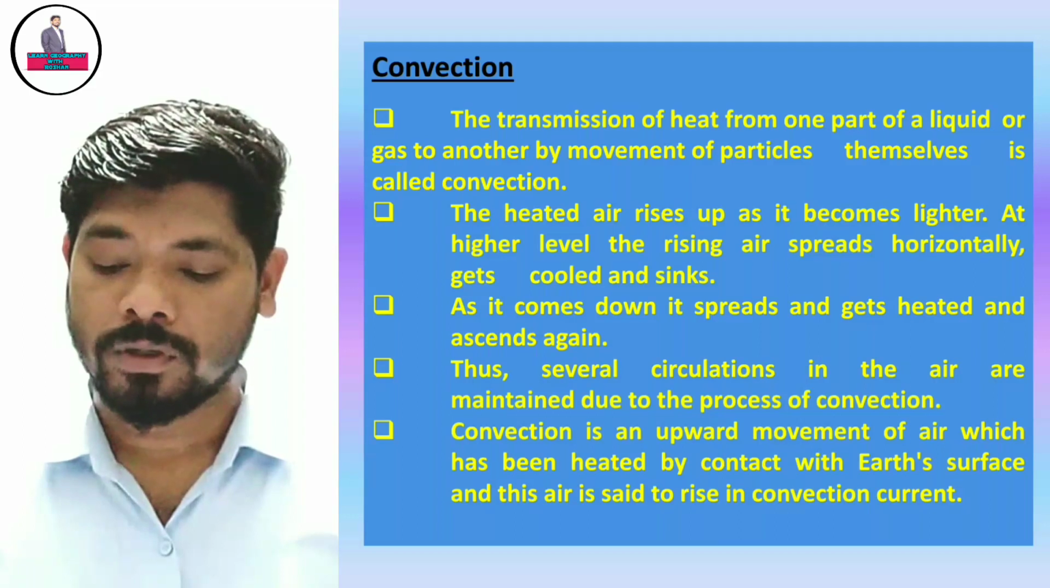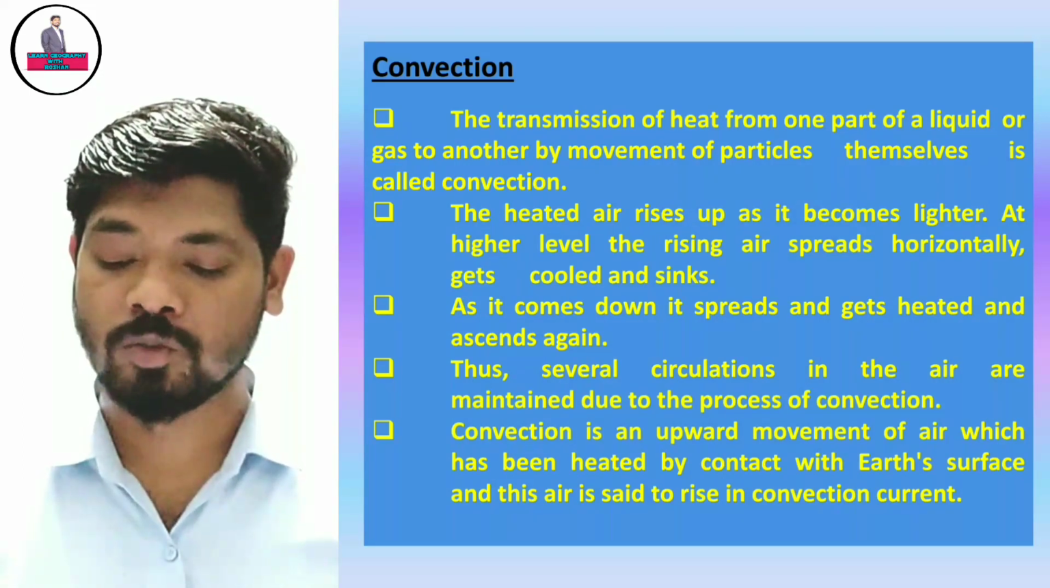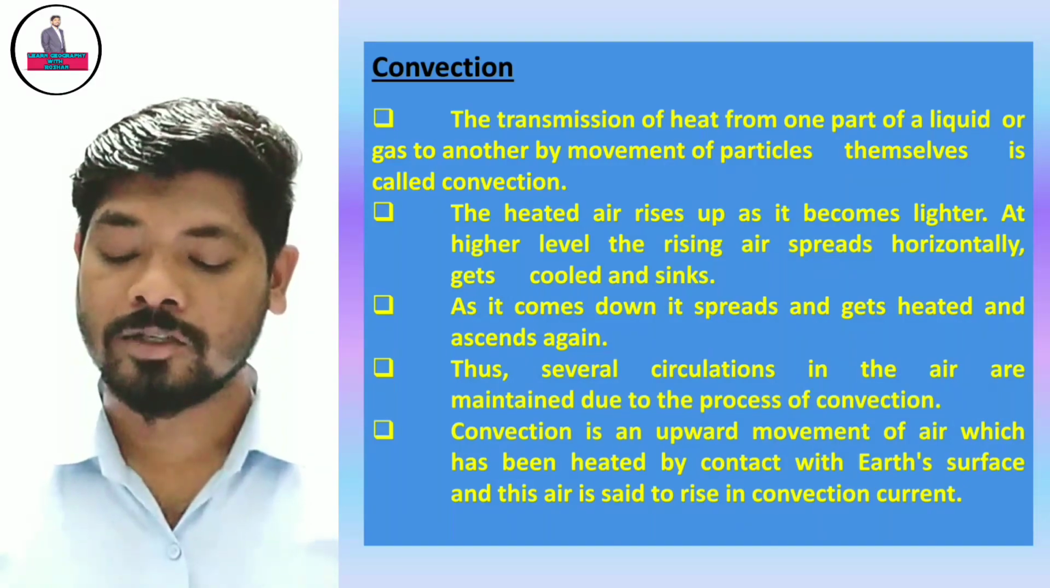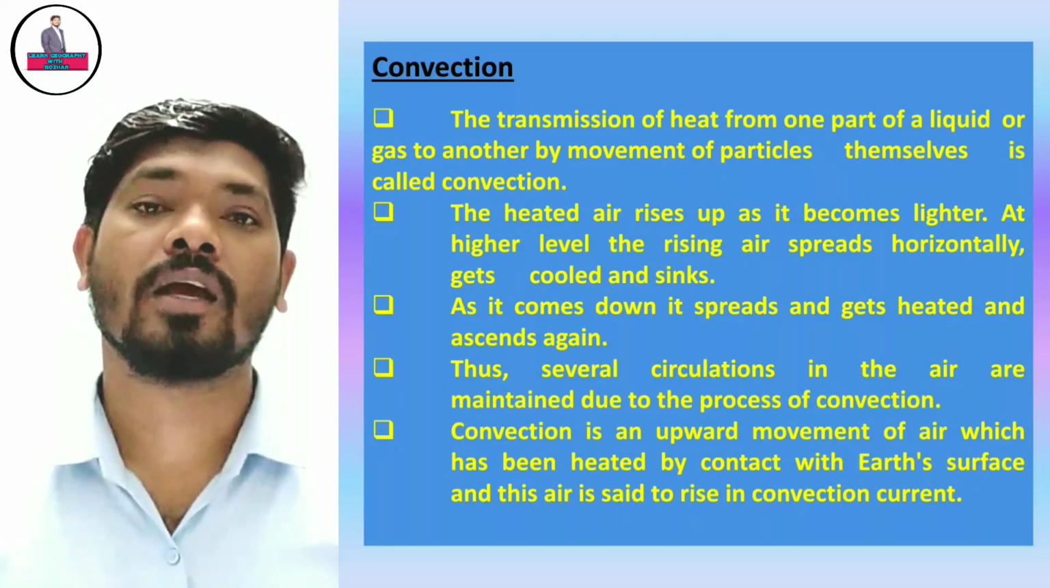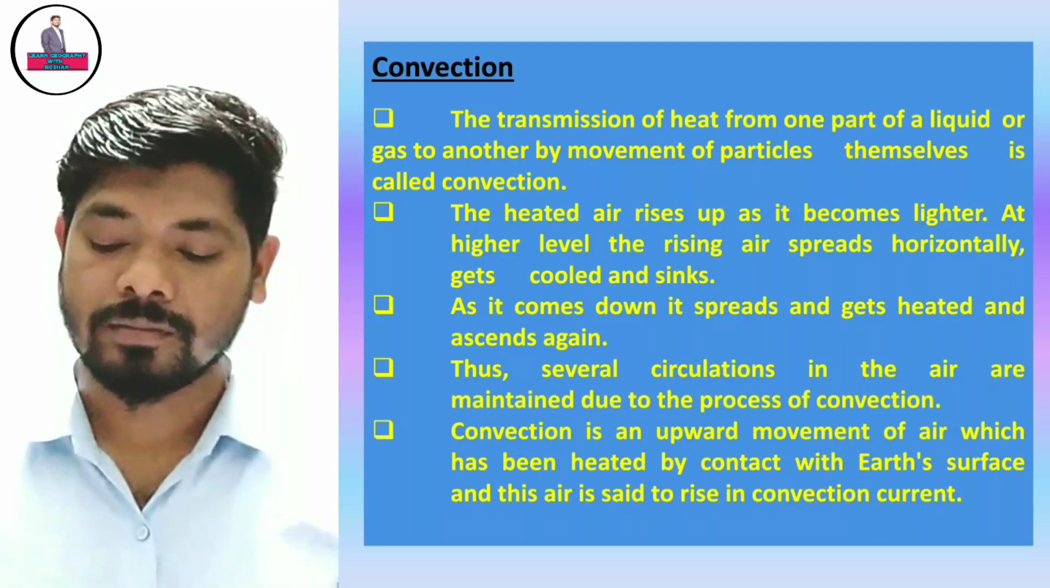Convection is an upward movement of air which has been heated by contact with Earth's surface, and this air is said to rise in convection current, or it is known as air current.